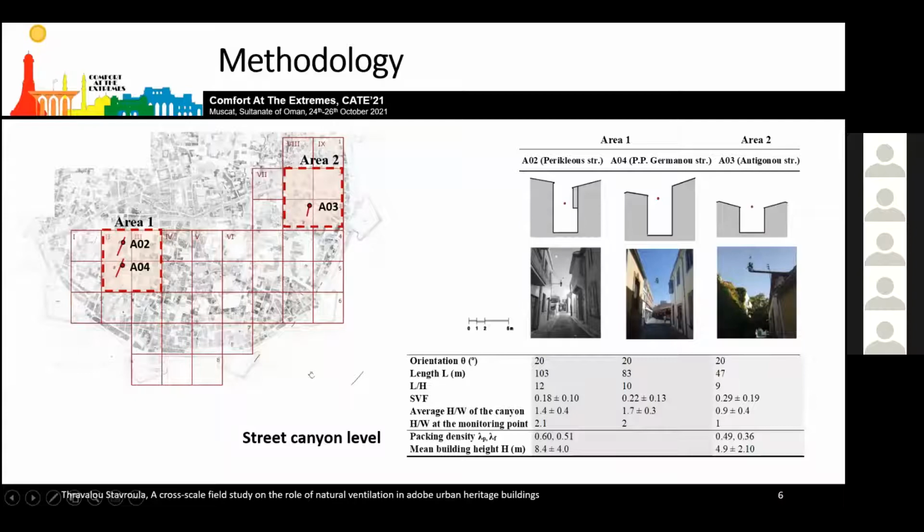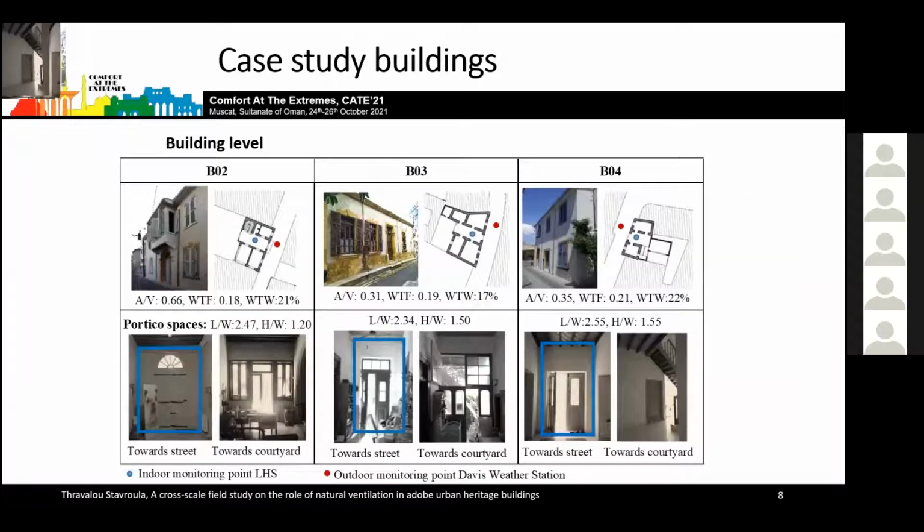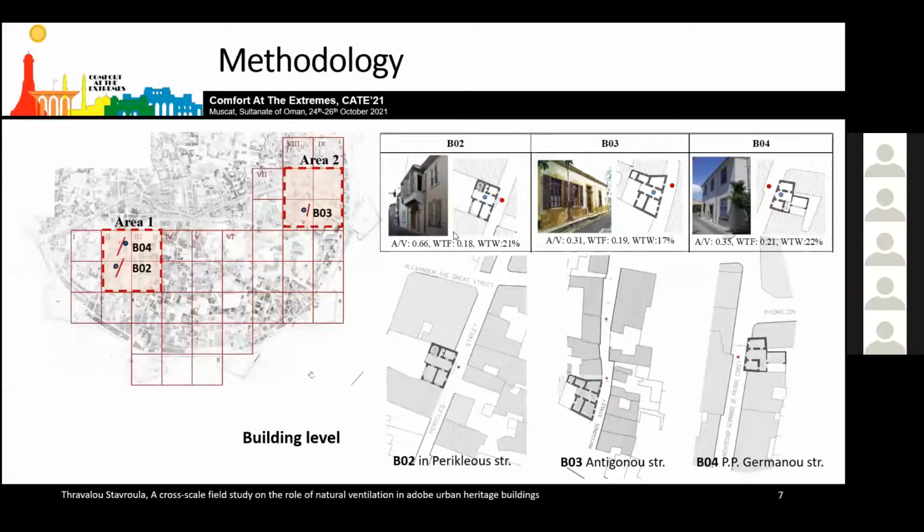3 case study buildings with tripartite arrangement and portico spaces were selected. Specifically, building BO2 has the Sahnisi projecting volume, is located in area 1. Building BO2 is a double-story building with portico, also located in area 1. And B3 is a single-story building located in area 2.